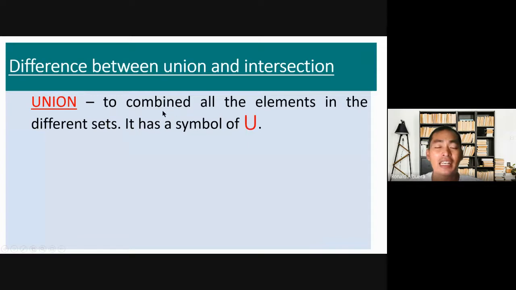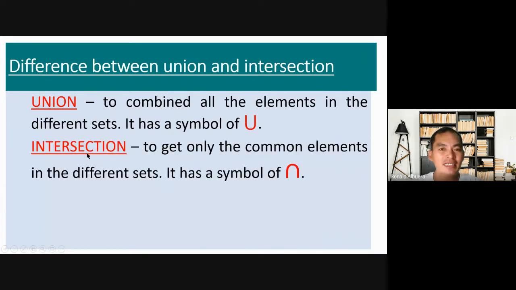Halimbawa, sa isang element, 3, 4, 5. Sa pangalawang element, 3, 4, 5, 6, 7, 8. Therefore, the union is from 3 to 8. So, yon. Hindi mo na uulitin yung 5, hindi mo na uulitin yung 3, only once. But you are going to combine all the elements. This is the symbol, parang U. Okay? U ang symbol ng union.